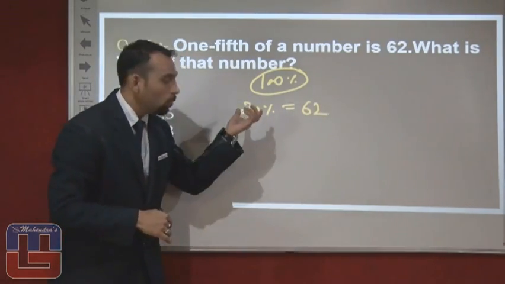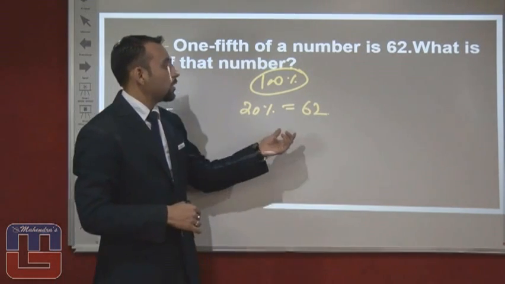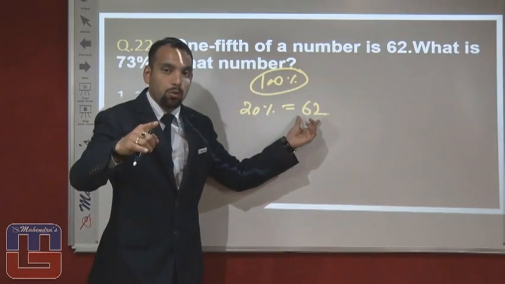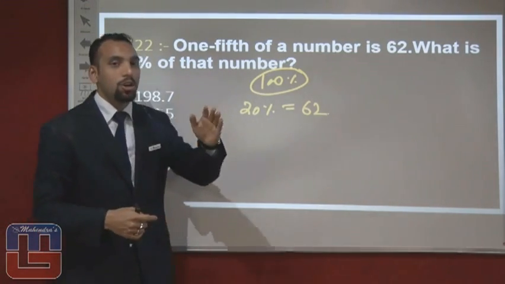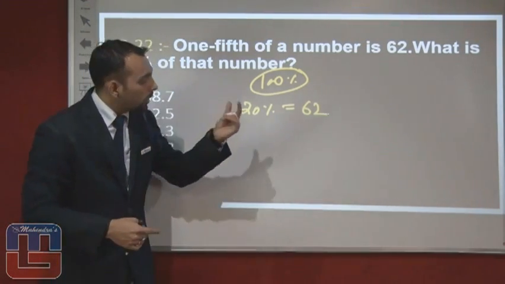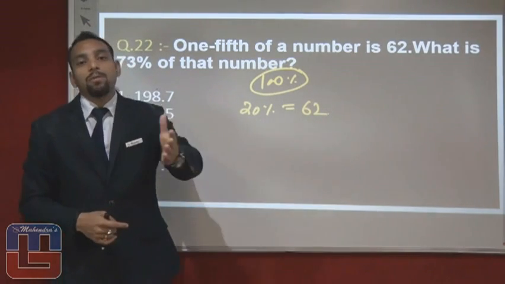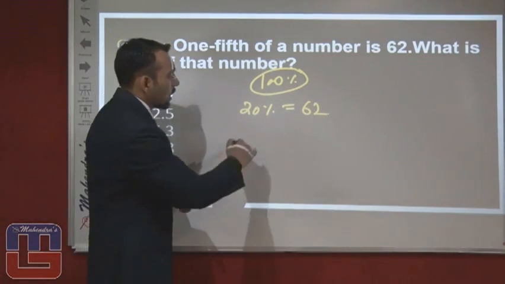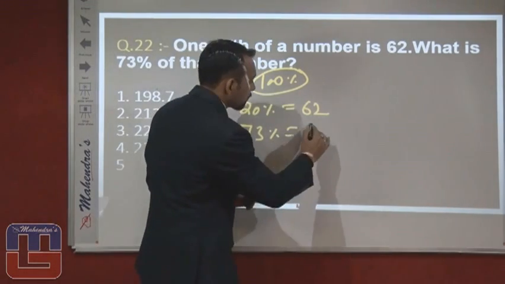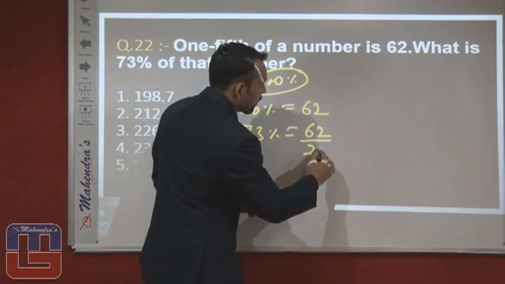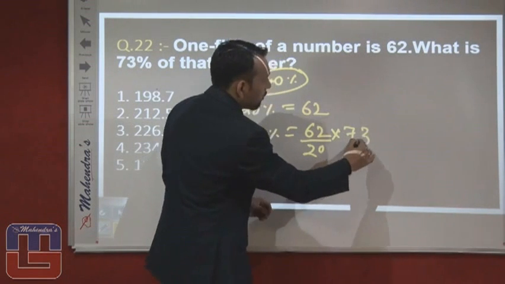1/5 of a number is 62. That means 20% will be equal to 62. Now what is the question saying? The question is asking what is 73% of that number. 20% is equal to 62, and we have to find the value of 73%. So 73% will be equal to 62 by 20 into 73.